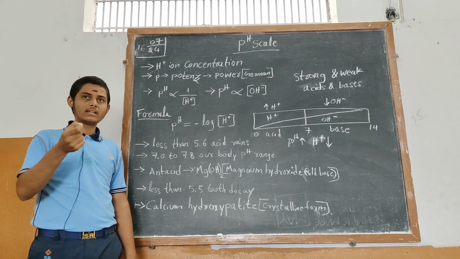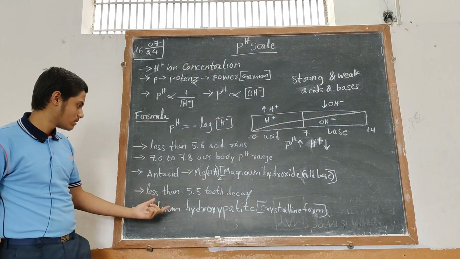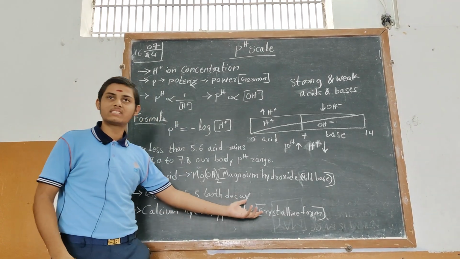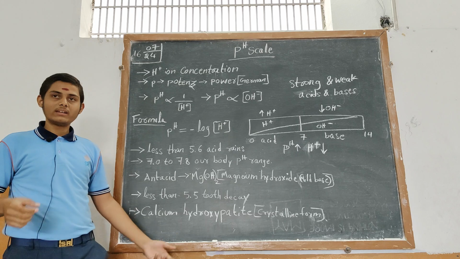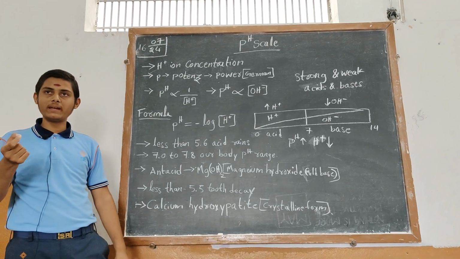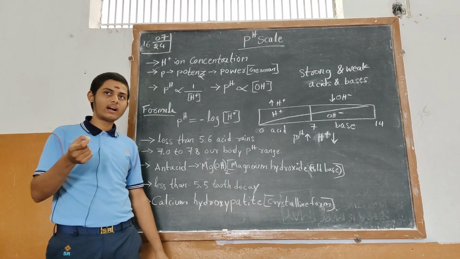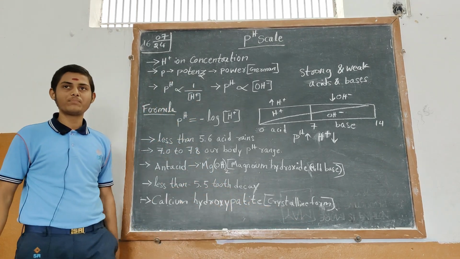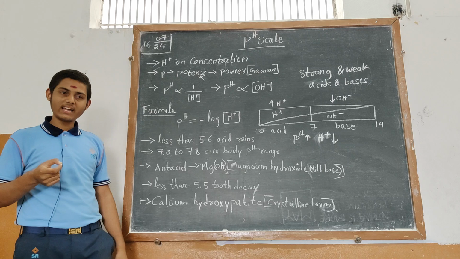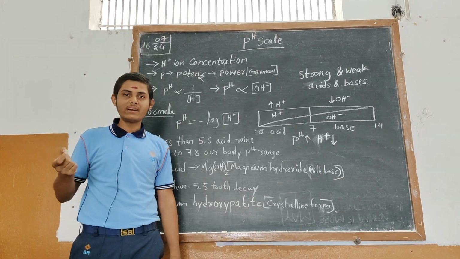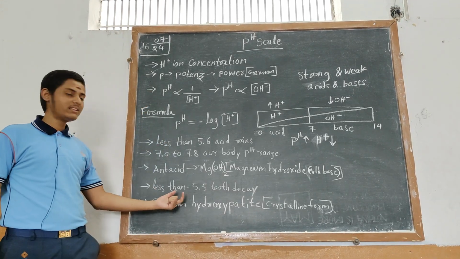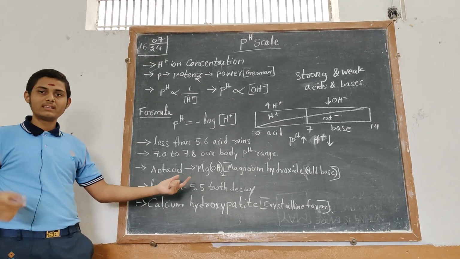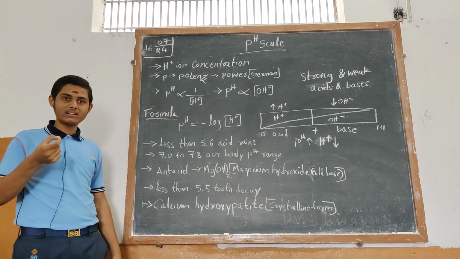The tooth contains calcium hydroxyapatite, which is in crystal form. Yes, that is a crystal form of calcium phosphate. It is a hard material. Nothing can be done to it with water. But when the pH is less than or equal to 5.5, the corrosion of the tooth will occur.